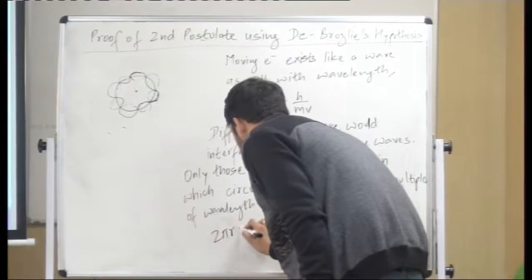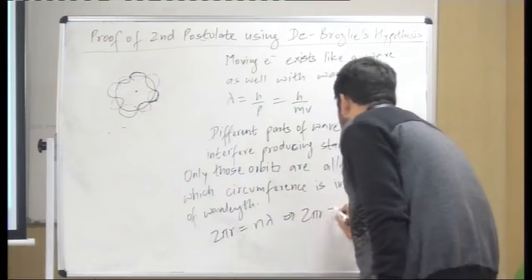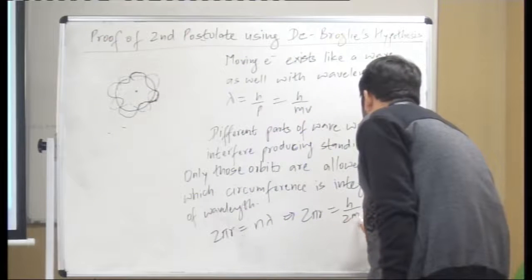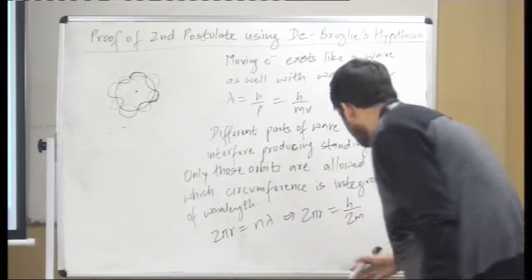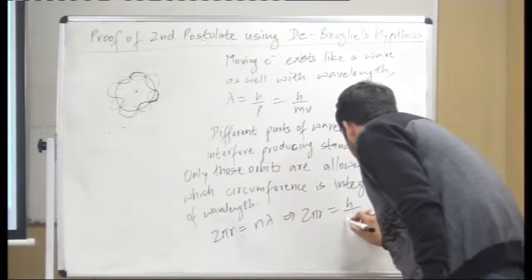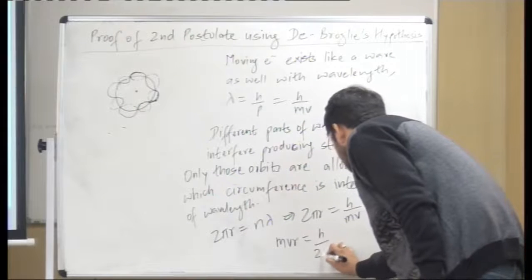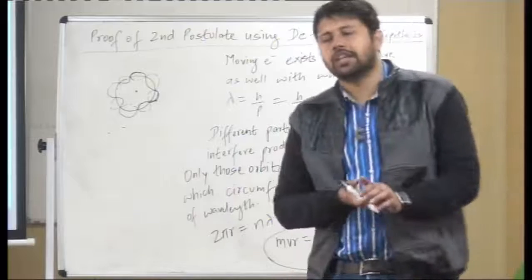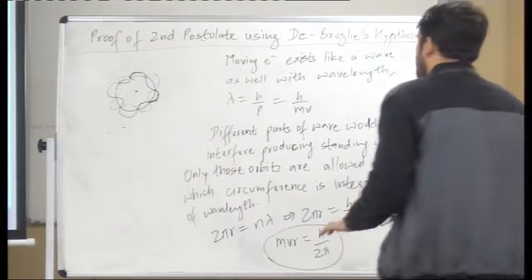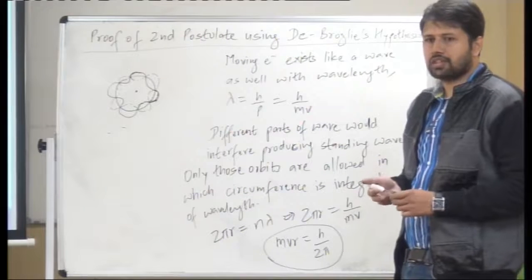So this is 2 pi r is equal to n lambda, or 2 pi r is equal to nh upon mv, and from here you can see mvr is equal to nh upon 2 pi. So from here we understand how he actually got the idea of angular momentum nh upon 2 pi.